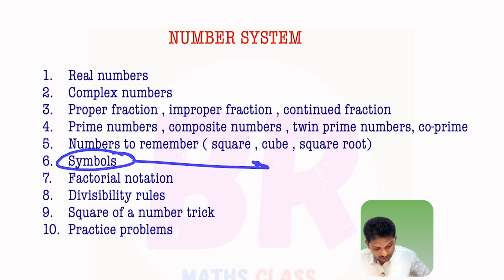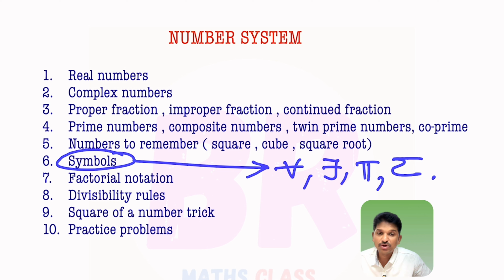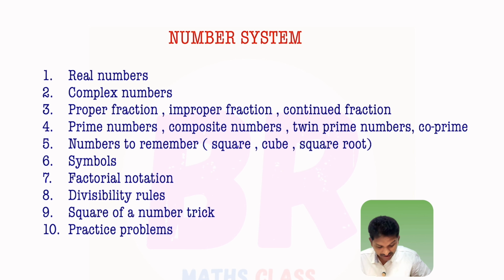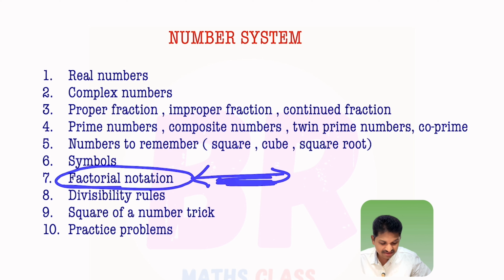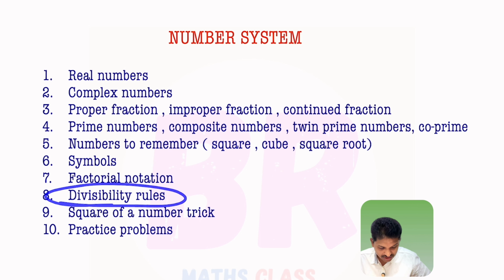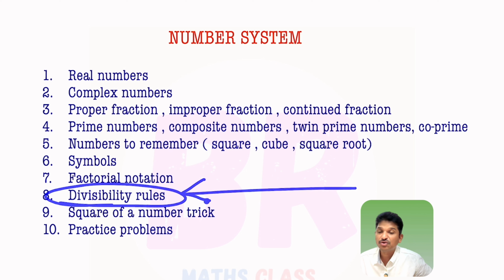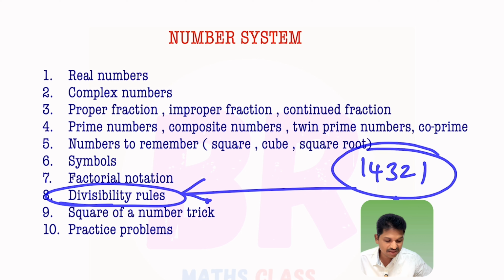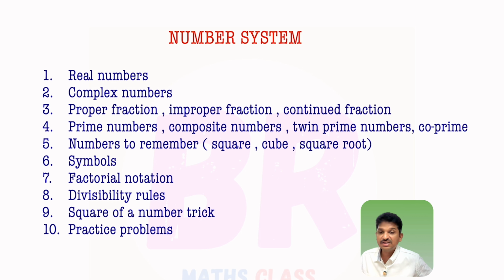Symbols: some useful symbols are there. Sigma notation, pi notation, product notation, all those things we will learn. Factorial notation, we use this in permutations and combinations, however, we will discuss this notation also. Divisibility rules: there is a chapter called permutations and combinations. There directly they will ask questions on when a number is divisible by 3. Suppose they ask 1, 4, 3, 2, 1: is this number divisible by 3? The rules are there. All those things we will discuss.